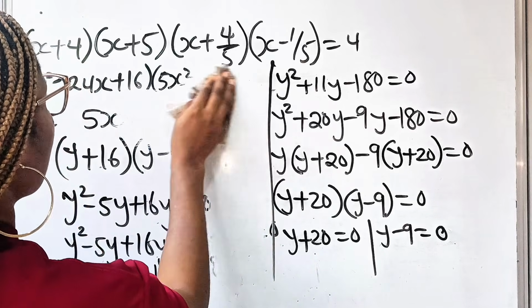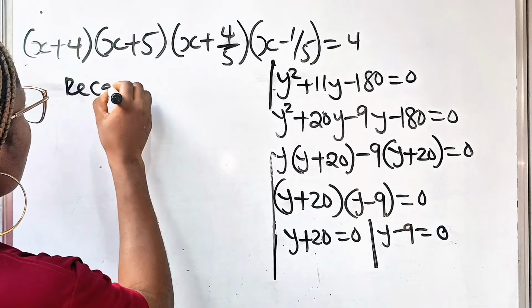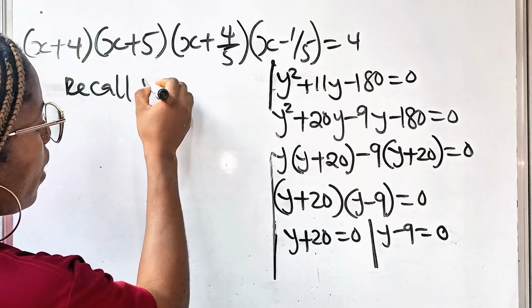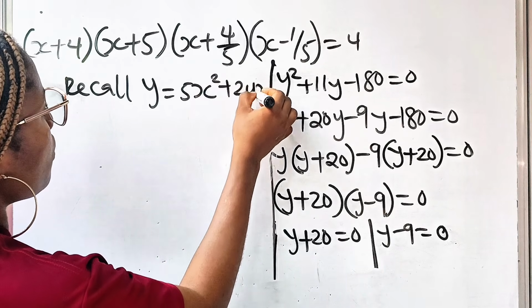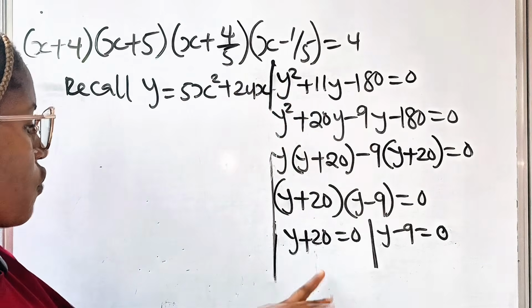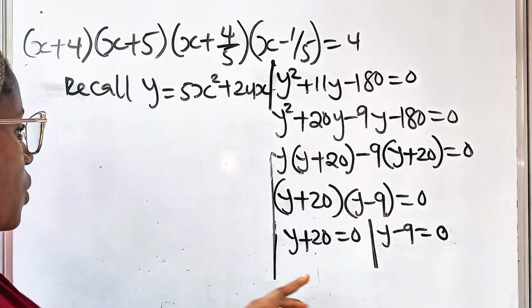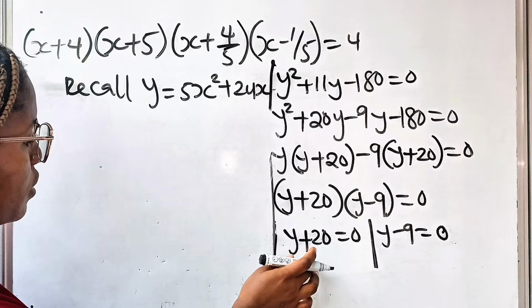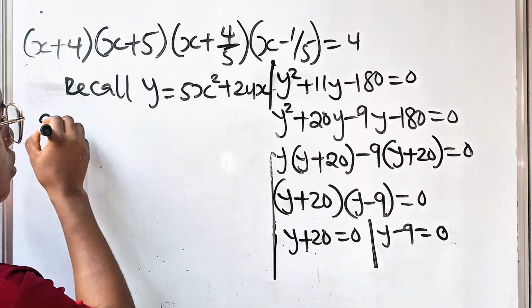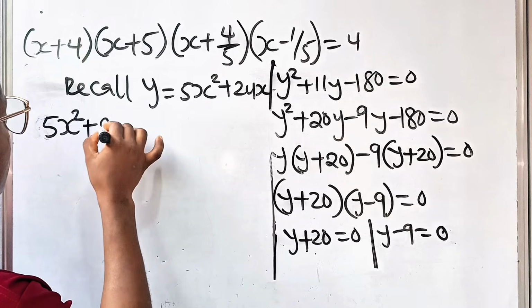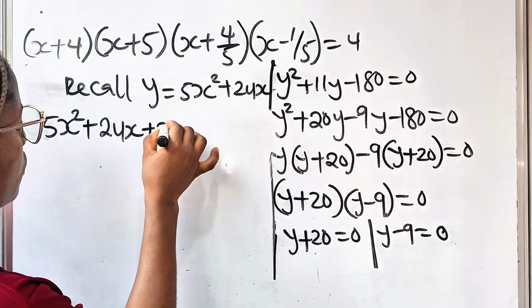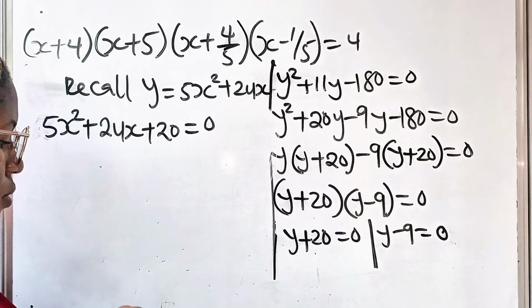So we continue. Now recall that y is equal to 5x squared plus 24x. Okay, so if we substitute that into these two equations, for this one, you are going to have 5x squared plus 24x plus 20 is equal to 0.